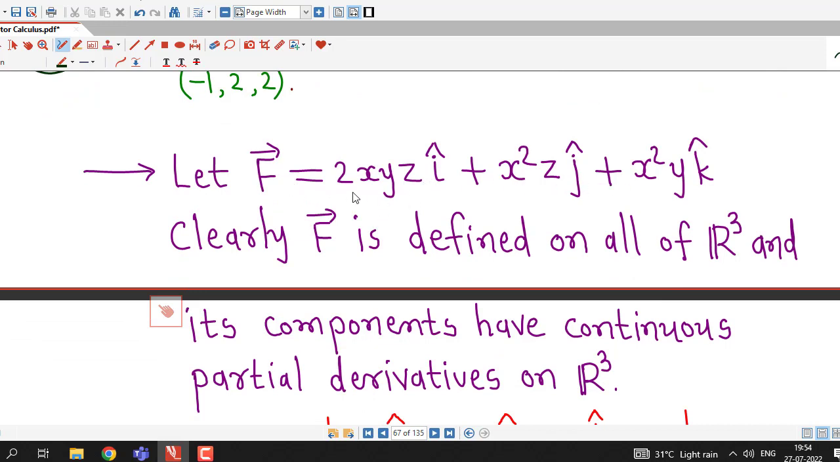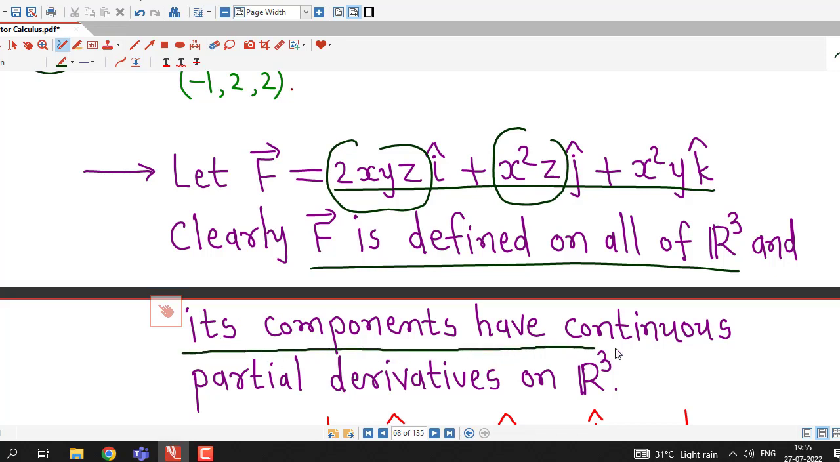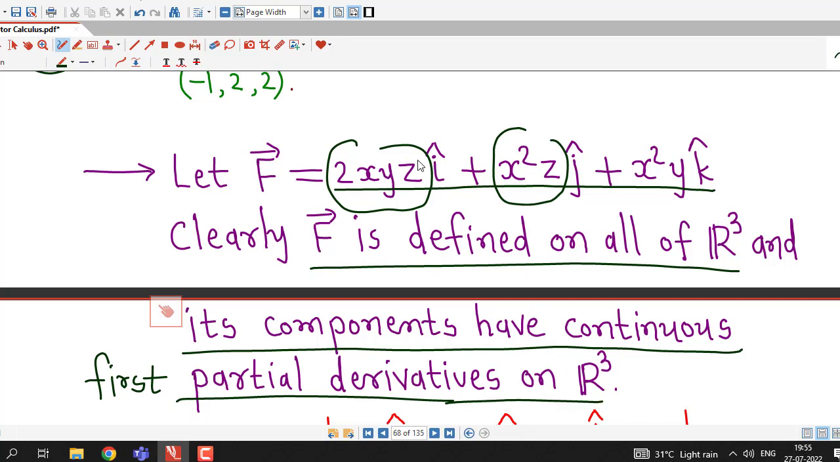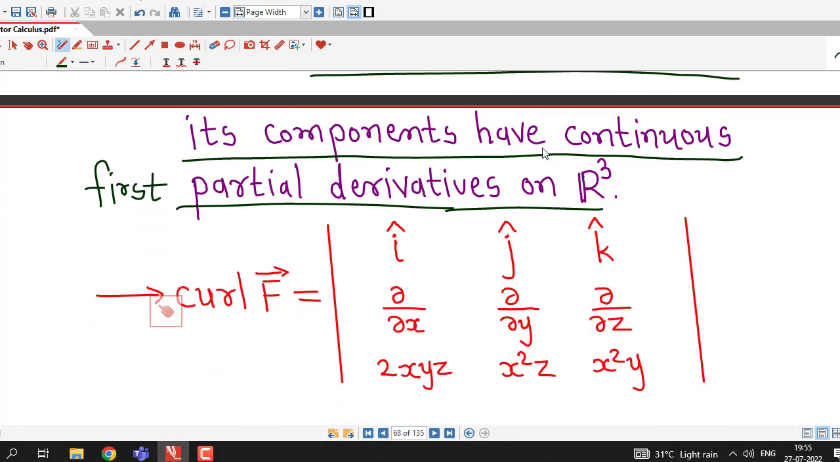Vector field f bar is given by this, and all these components are polynomial functions. Therefore f bar is defined on all of R3, that is f bar is defined at every point in R3, and polynomial components are always continuous, their partial derivatives are also continuous, so that we have written here, and its components have continuous first order partial derivatives. We require first order partial derivatives to be continuous, and they are continuous obviously because derivatives of polynomials are also polynomials. And then we find out curl of given vector field f bar.